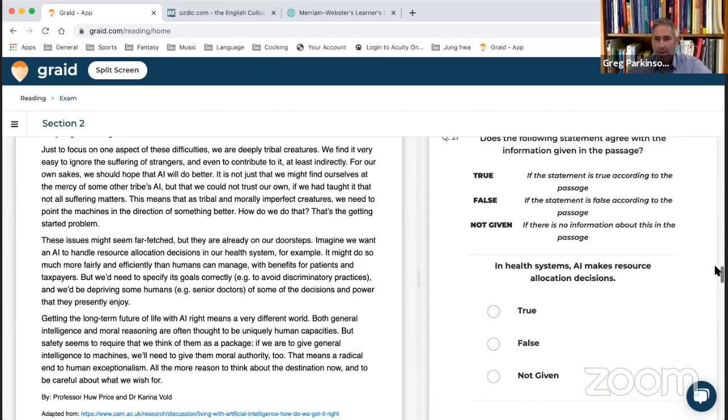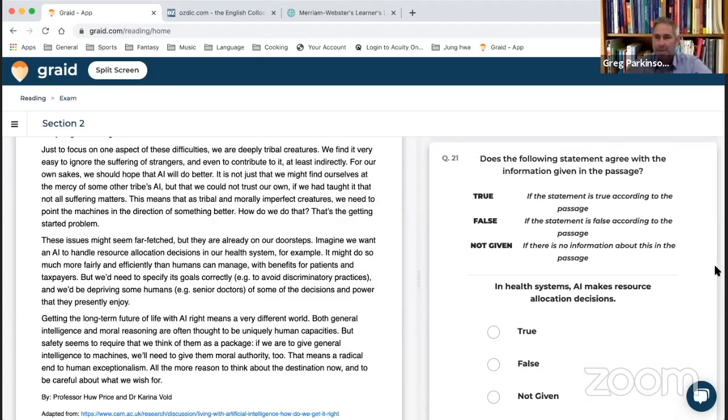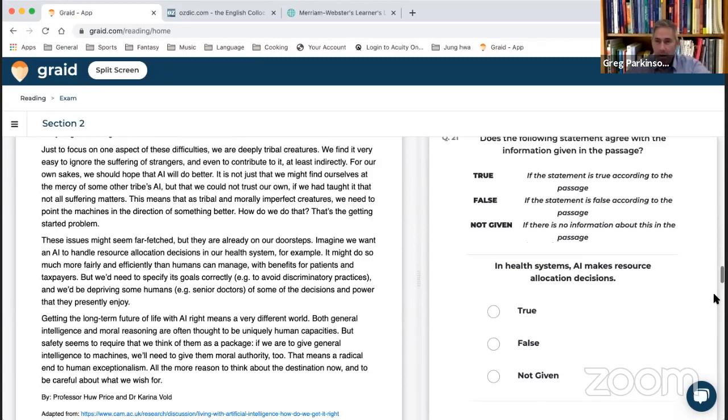Yes. Okay. Does the following statement agree with the information given in the passage? In health systems, AI makes resource allocation decisions. Okay, so very similar to the one before, right? Now let's go back. We know where that information is.